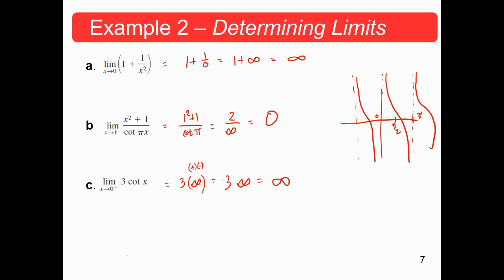Now, if you don't remember what this graph looks like, use your calculator. Plug in cotangent of 0.0001. You can use a very small number that's close to 0 but is on the positive side, and you'll see that you get a positive number, so you know that it's going to be tending towards positive infinity. If you get a negative number, you know it would be negative infinity.